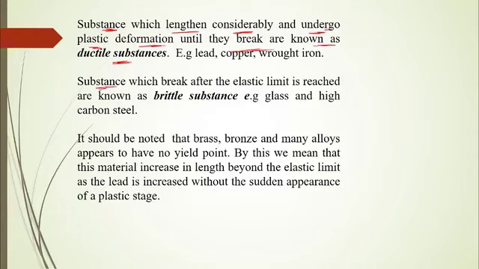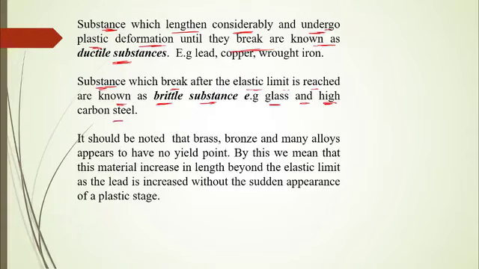On the other hand, there are substances that will break immediately after the elastic limit has been reached. These substances are known as brittle substances. They don't get deformed, they just break immediately after their elastic limit has been reached. Take for example glass. At any point in time you try to extend glass, either by heating it or pouring water into it, it will break instantly. Examples are glass, as mentioned already, and then we also have high carbon steel.